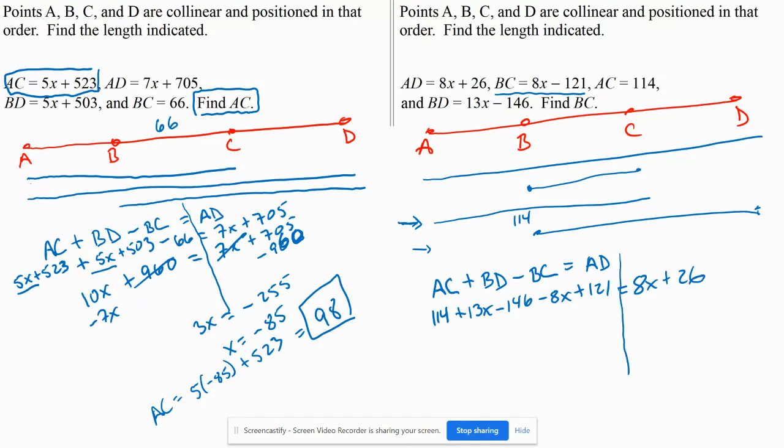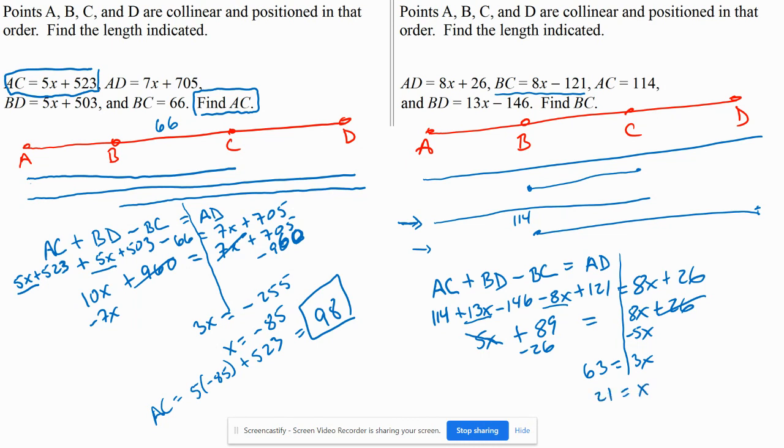I'm going to treat this as an algebra question. I'm going to look at the x's. 13 minus 8. Now my numbers, 114 minus 146 plus 121. That gives me plus 89. And this is 8x plus 26. In this case, let me get rid of the 5x. I always get rid of the smallest x. My 26, I'm going to move it to the left side. So 89 minus 26, that's 63. 8x minus 5x, that's 3x. Let me divide each side by 3 to get the x by itself. I get x is equal to 21.